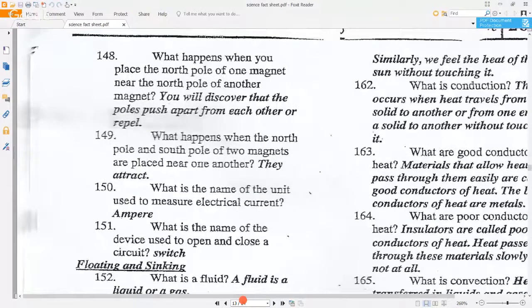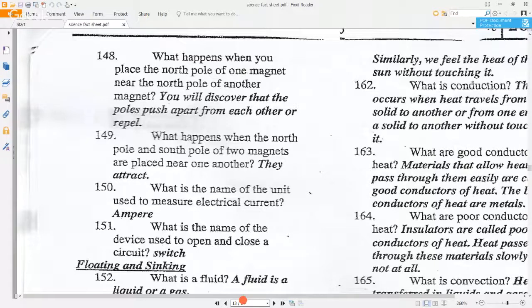What happens when you place the north pole of one magnet near the north pole of another? It says you will discover that the poles push apart from each other, or repel. So like poles repel and unlike poles attract. So 149, what happens when the north pole and south pole of two magnets are placed near to one another? They attract.